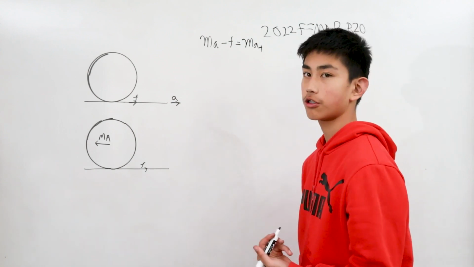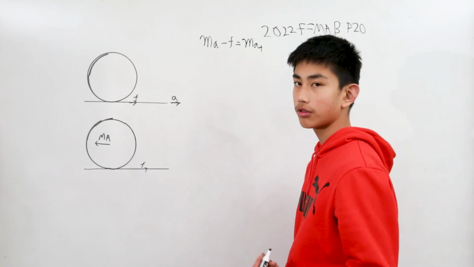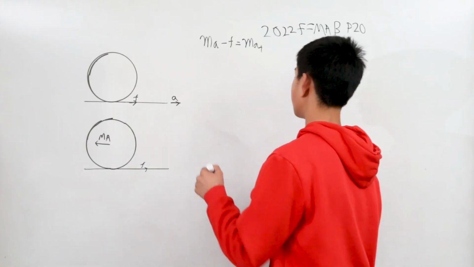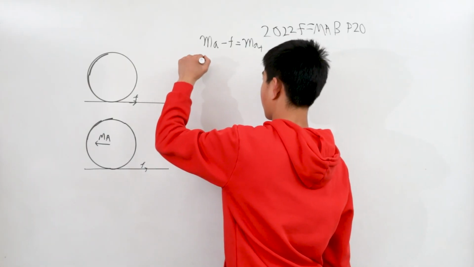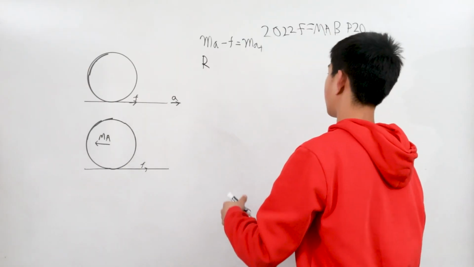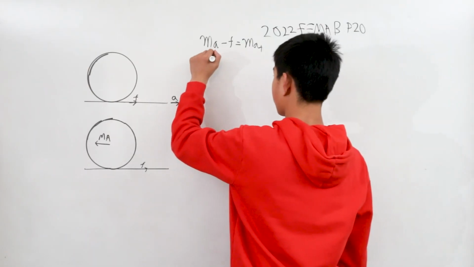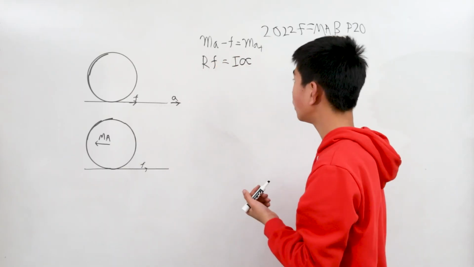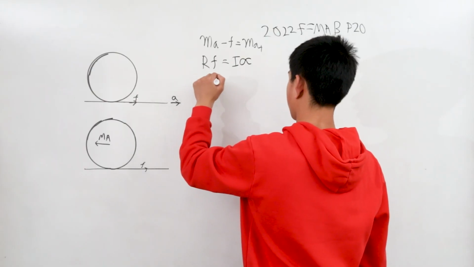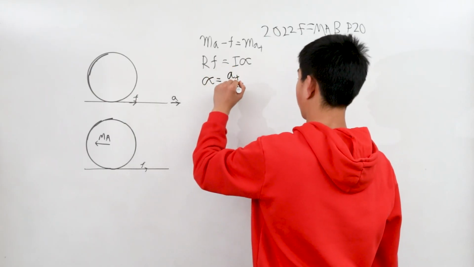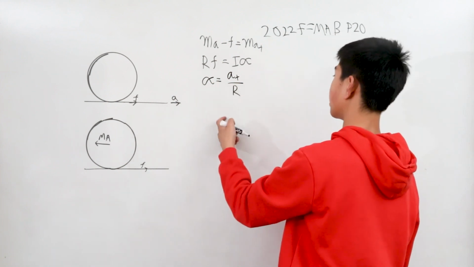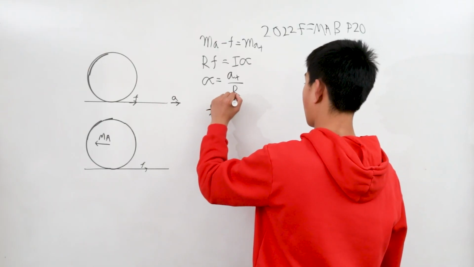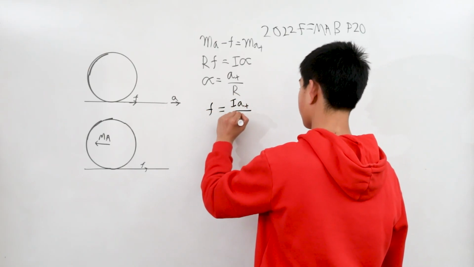Once we have this, we can also use Newton's second law for rotation. This is when you subtract the forces, by the way. We use Newton's second law to say that the radius r times the force is equal to the inertia times alpha, where this variable alpha is equal to a sub t over r. It then follows from these two equations that f is equal to I times a sub t over r squared.